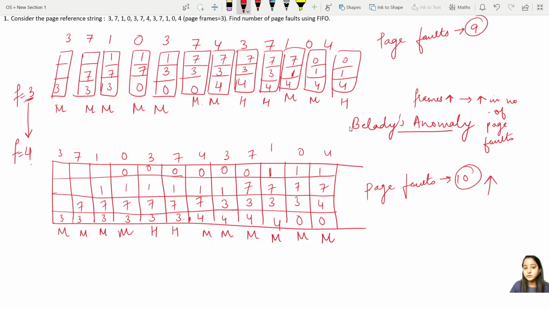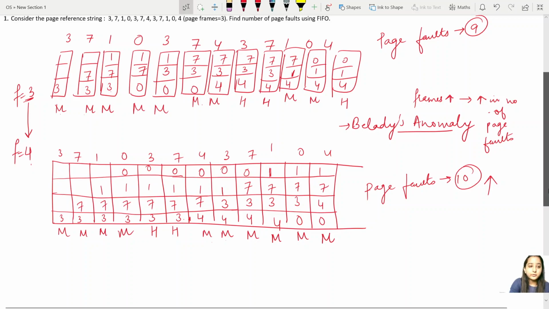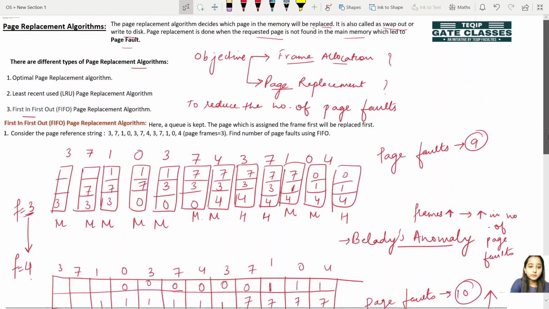There was a direct question based on the Belady's anomaly in the GATE. So this is a very important topic. If you are appearing in theoretical exams also, this is important as well as from GATE point of view. I hope this topic is clear to you, FIFO. Okay.